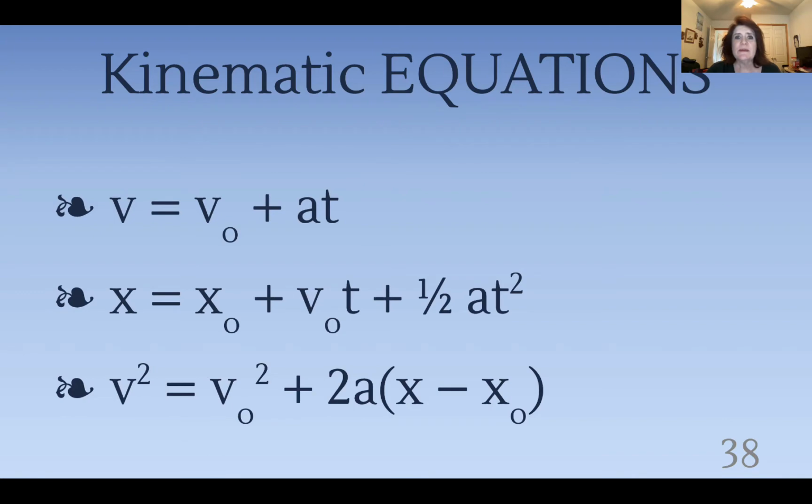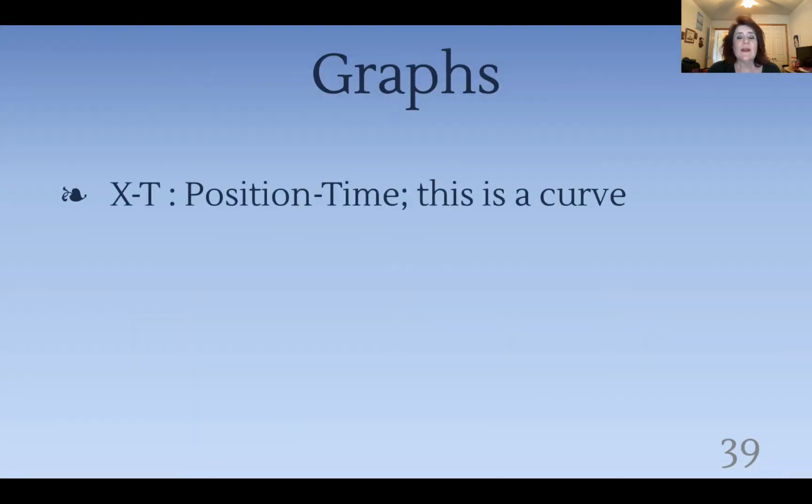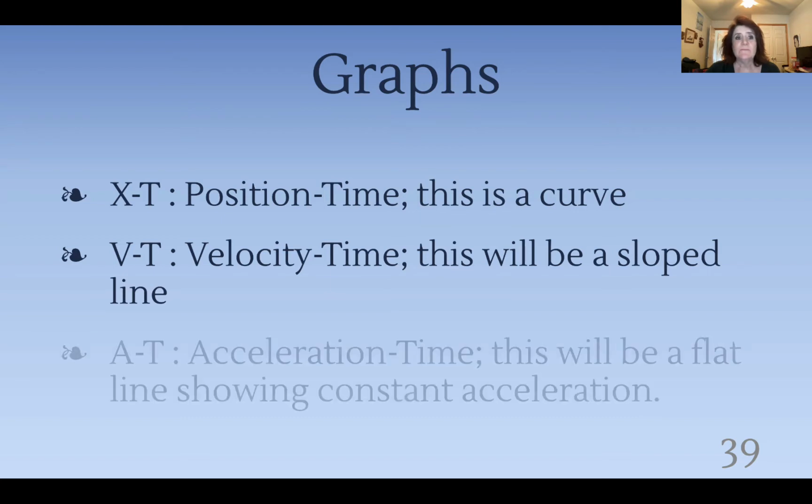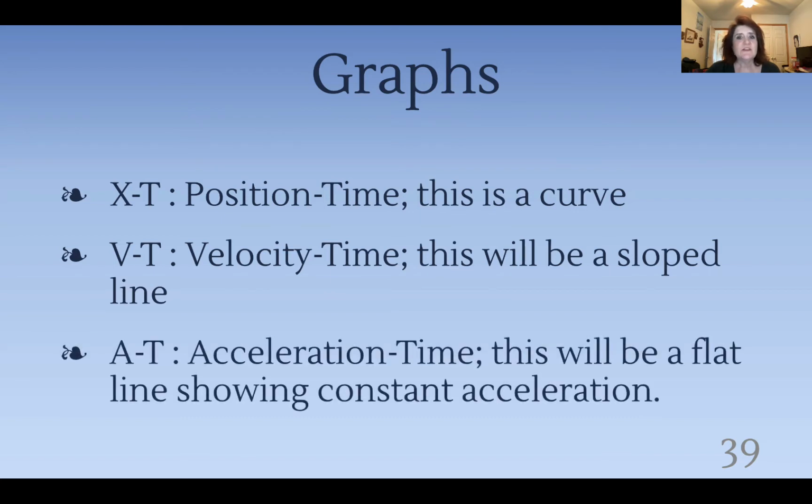You have your three basic kinematics, 1, 2, and 3. And the graph, so here's what you need to know about acceleration. The graph of an xt, or position time graph, will now be a curve. The vt, or velocity time graph, will now be a sloped angled line. And the at, or acceleration time graph, will now be a flat line showing that constant acceleration.